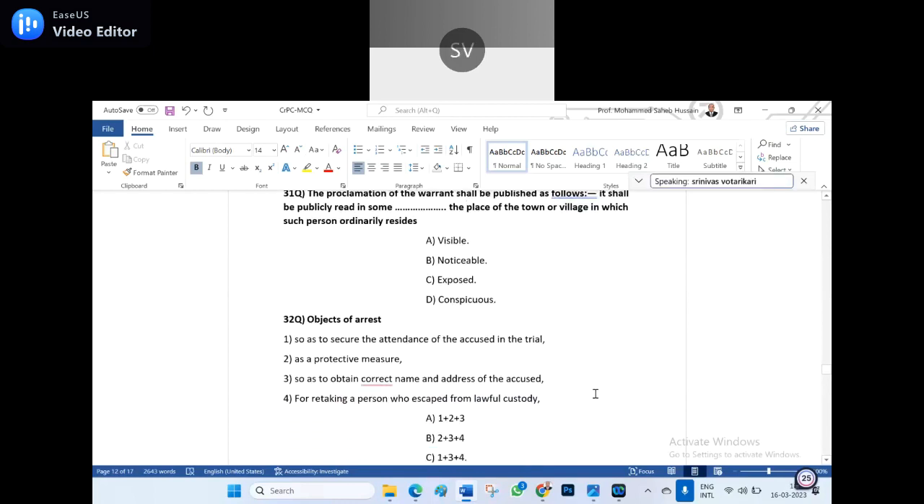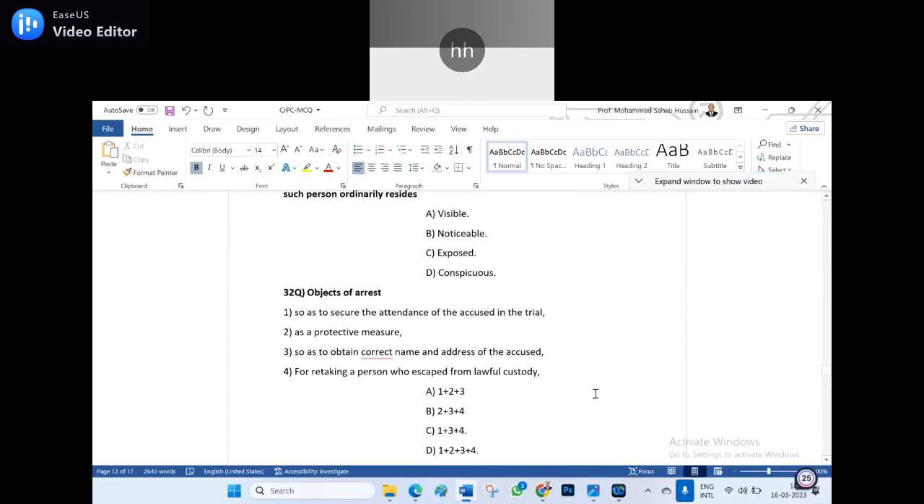Now 32nd question. Shall I proceed? Yes, sir. Proceed. 32nd question. Objects of arrest. Number 1, so as to secure the attendance of the accused at the trial. 2, as a protective measure. 3, so as to obtain the correct name and address of the accused. 4, for retaking a person who escaped from lawful custody. Options. A, 1 plus 2 plus 3. B, 2 plus 3 plus 4. C, 1 plus 3 plus 4. D, 1 plus 2 plus 3 plus 4.